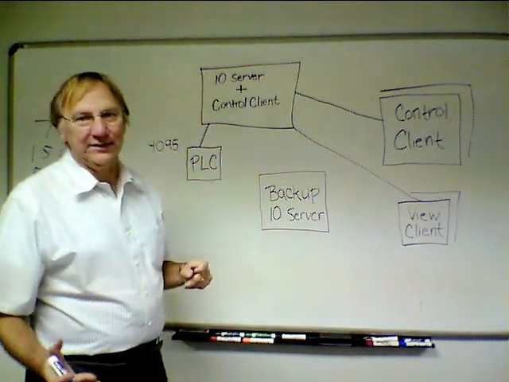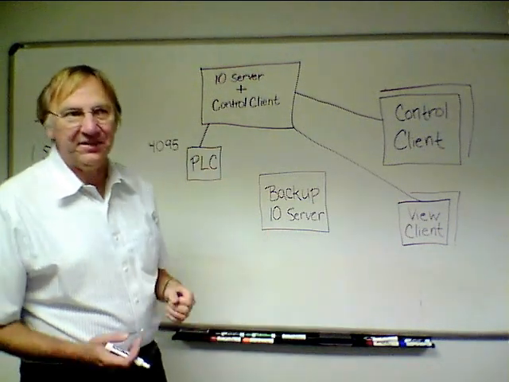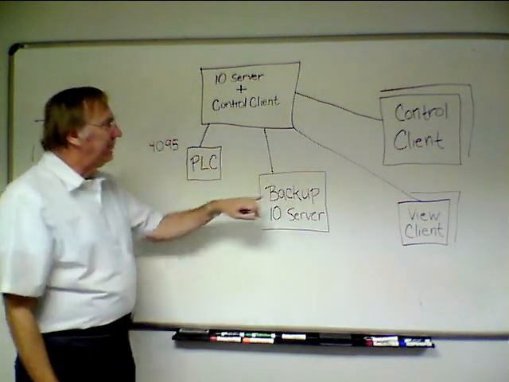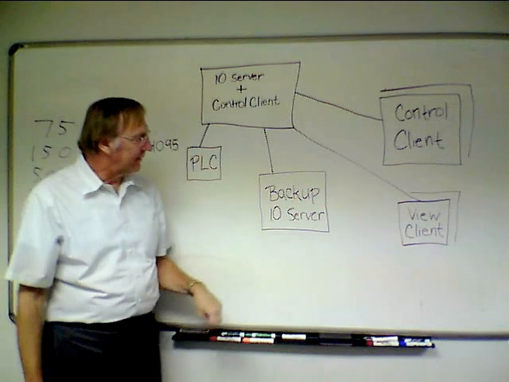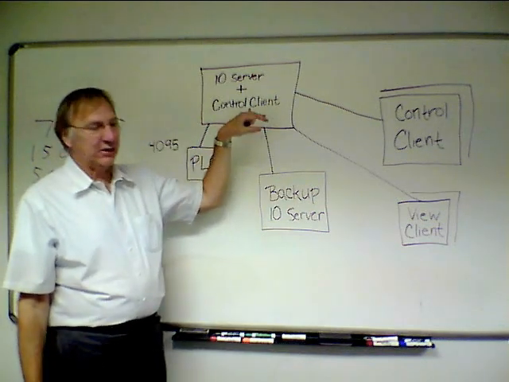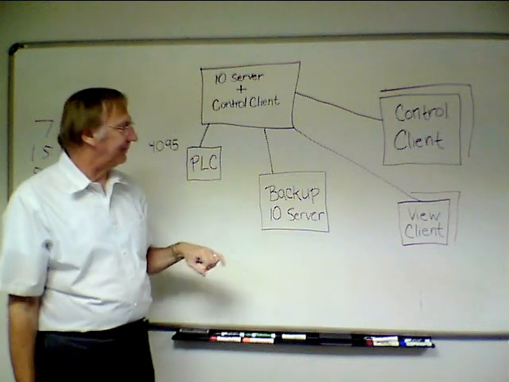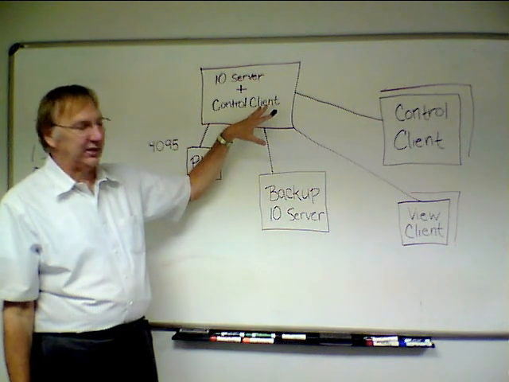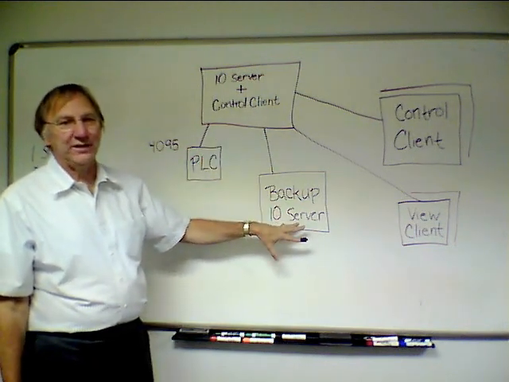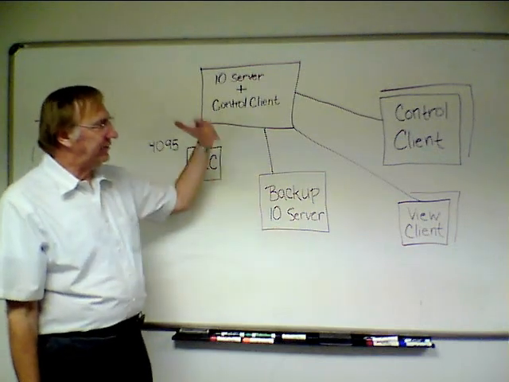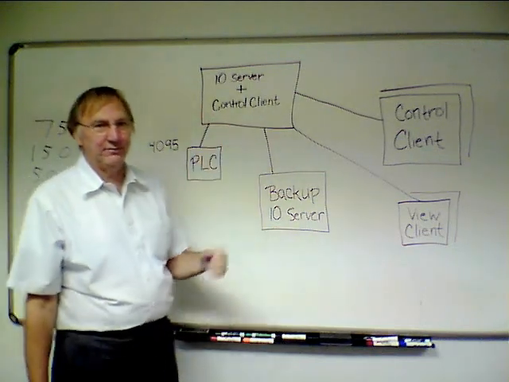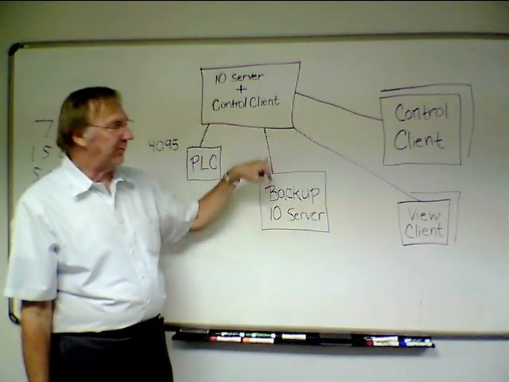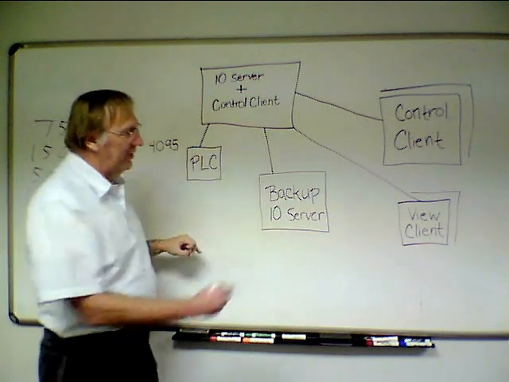All large CitectSCADA systems, as large as 4, 5, 6 computers, will have a backup system. And the mission of the backup system is to monitor the I/O server. And when and if the I/O server goes down, the backup system will take over. Now, if it's a controlled shutdown, meaning somebody has told this I/O server to shut down, the backup server will take over immediately. But if it's a crash, somebody's kicked the power cable, the computer for some reason is halted, then the backup system will wait on average about 30 seconds, and then it will take over.